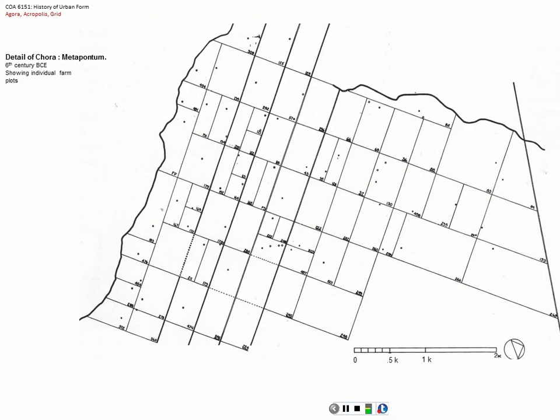These actually also indicate centralized planning because they were orthogonal, they were regular, they were subdivided from larger plots. Larger plots became smaller plots by halving. And there we see that again. These are the dimensions here in meters.